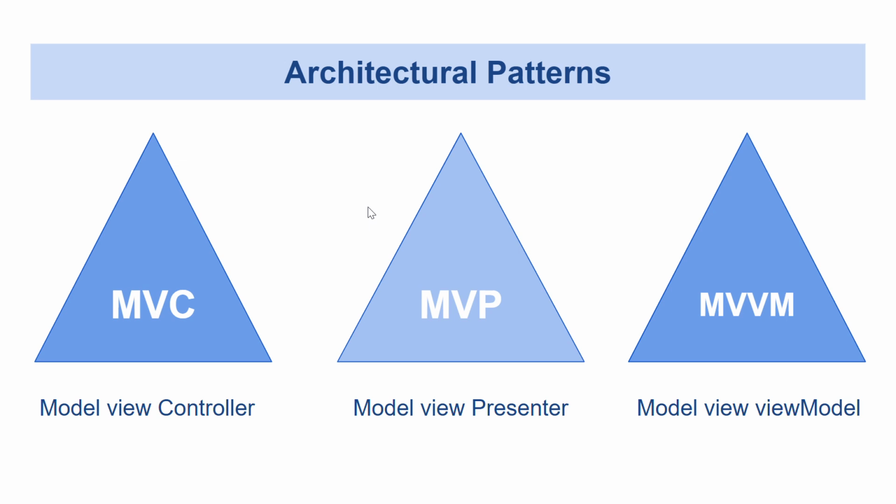Today we are going to learn about architectural patterns. In this we have three architectural patterns, that is MVC, MVP and MVVM. We will cover MVC and MVP in this segment of the video, and in the next segment we will cover MVVM as well as the difference between all these three. So let's begin with the MVC pattern.